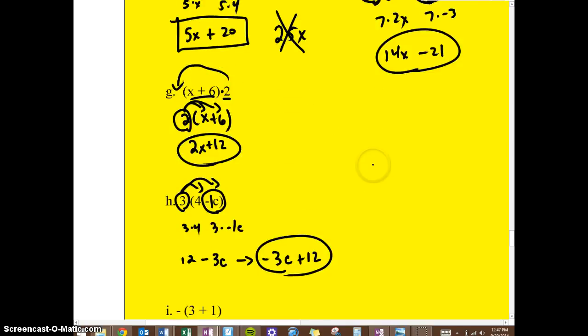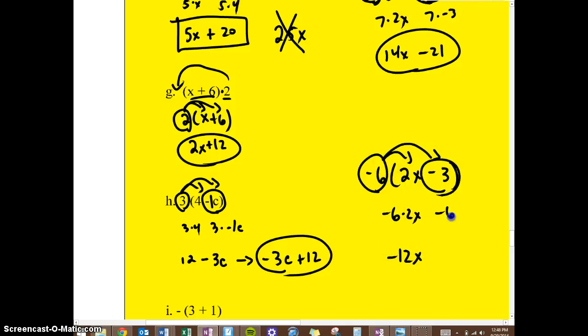Now, what if I give you this? Negative 6 times 2x minus 3. We would take the negative 6 times the 2x. That would give us negative 12x. And we're going to distribute the negative 6 to the negative 3. Negative 6 times negative 3 gives us 18. Because 18 is positive, we stick a plus on there, and we have negative 12x plus 18. Some students think they should drop down this negative sign, but that's not actually true. We take the sign over here and the sign over here, and that gives us our plus sign right there.